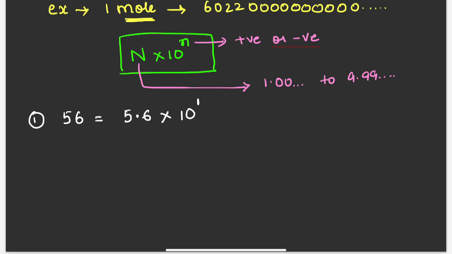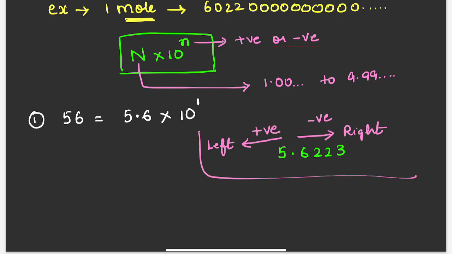Now coming to the plus or minus sign. What do I have to write, whether it is plus or minus? There is a trick for this. Suppose here 5.6223. If you are moving the point in this direction, to the right side, you have to put a negative sign. If you are moving the decimal point to the left side, then you have to put a positive sign. So this is the trick, remember this.